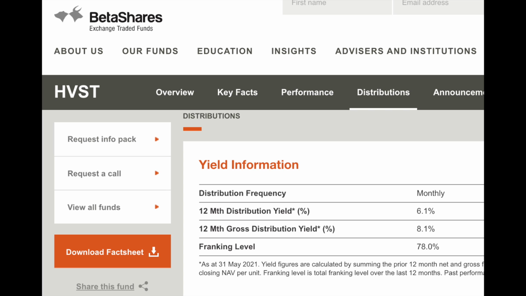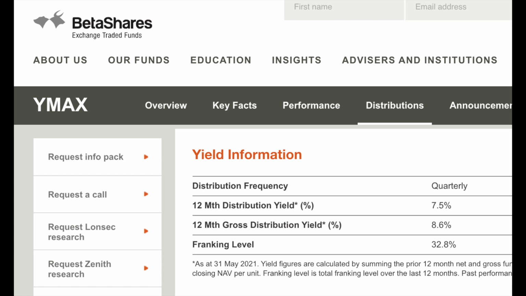It has a distribution yield of 6.1% per annum, and it actually pays out monthly. The second is their YMax, or their Yield Max Fund. It has a distribution yield of 7.5%, but it's only paid quarterly. Now, I'm not affiliated or sponsored with BetaShares. I actually don't even own these two funds, although I am and have been for quite some time interested in the Harvester Fund and probably will buy into that in the future.